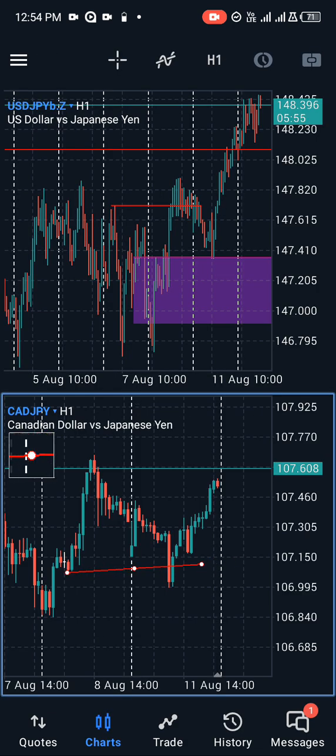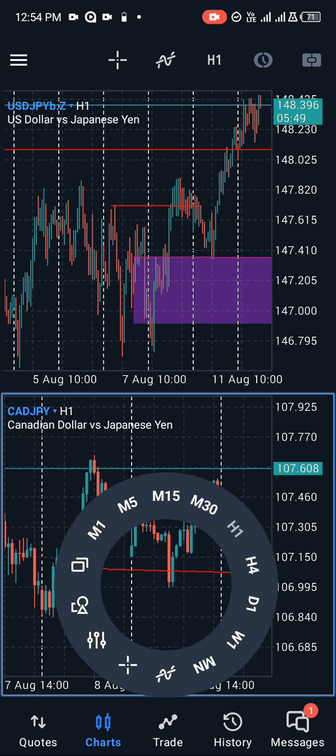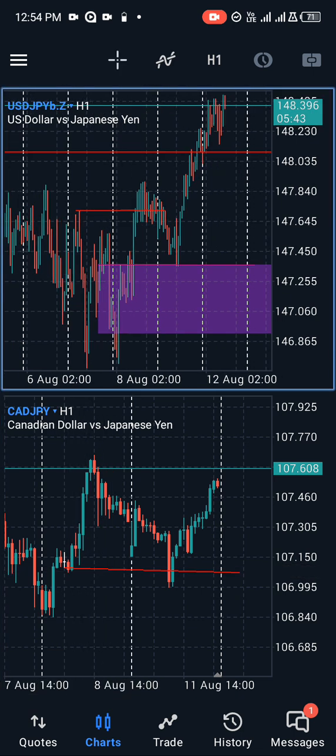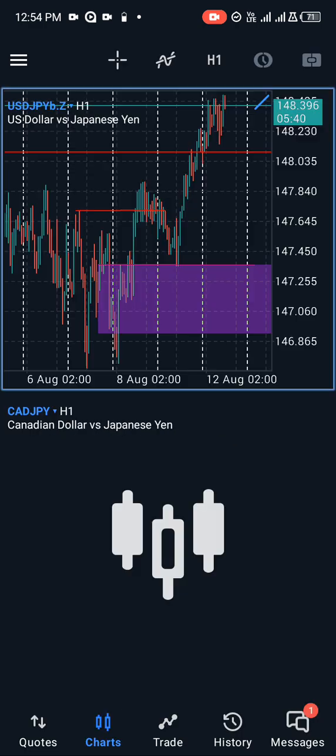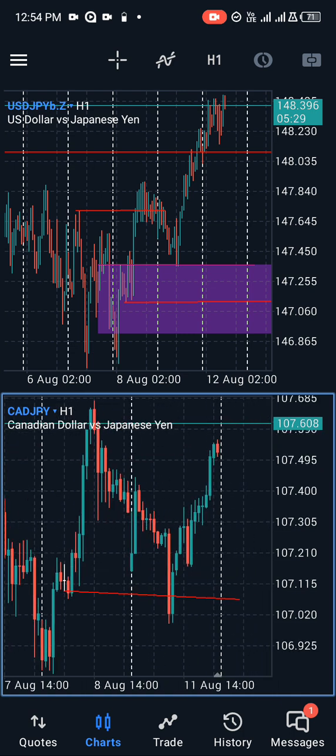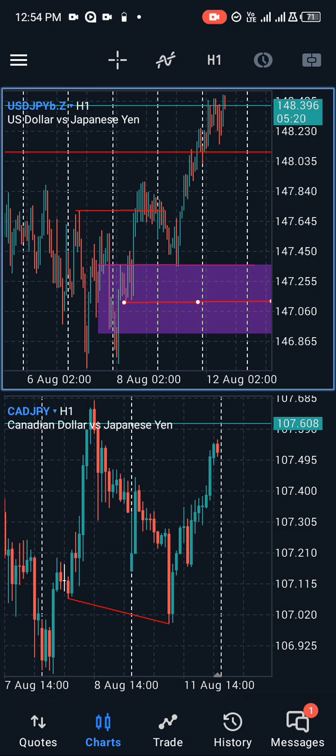We can see that CAD JPY wiped liquidity below this zone. It wiped liquidity below this low here, but USD JPY didn't take liquidity below here, didn't close below that zone. We can see that we had this correlation, so therefore we had this SMT divergence. We have this SMT divergence where you can see we had this divergence around here. I used divergence as my entry.